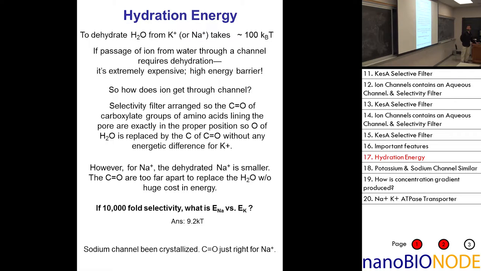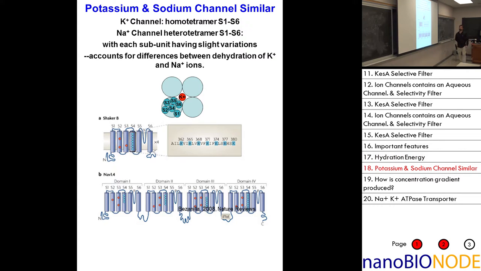So what did scientists do? They crystallized it. This, in fact, is the shaker potassium channel. It happens to be 4 identical subunits, S1 to S6. The sodium channel is incredibly similar, though, as you might imagine, it has slight differences. That difference accounts for the relative selectivity. Okay.